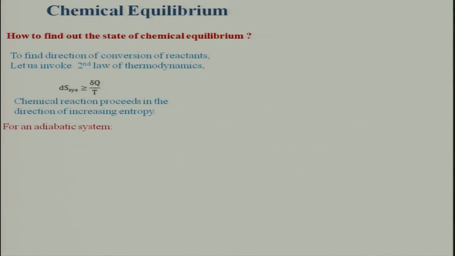So, if you look at an adiabatic system, in chemical reactions, will it be an adiabatic system or a non-adiabatic system? For chemical reactions, will you consider adiabatic? You won't. Some heat will be going out. However, for an adiabatic system, dq will be 0. So the change in entropy will be greater than or equal to 0, because dq is 0. For an adiabatic process, dq will be 0, so change in entropy will be greater than or equal to 0.